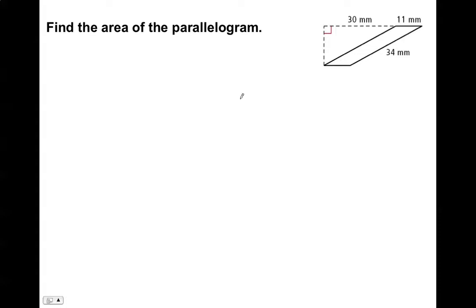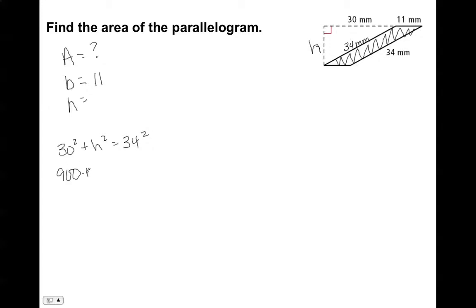So if you look here, we have a parallelogram, which is right here. But in order to find the area of the parallelogram, we need to know the different parts. Area is what we're trying to find. The base is 11. The height we don't know, but we can find it because if this side is 34, we know this side is 34 millimeters. And now we can use the Pythagorean theorem in order to find the height of the parallelogram. So we have 30 squared plus h squared equals 34 squared.